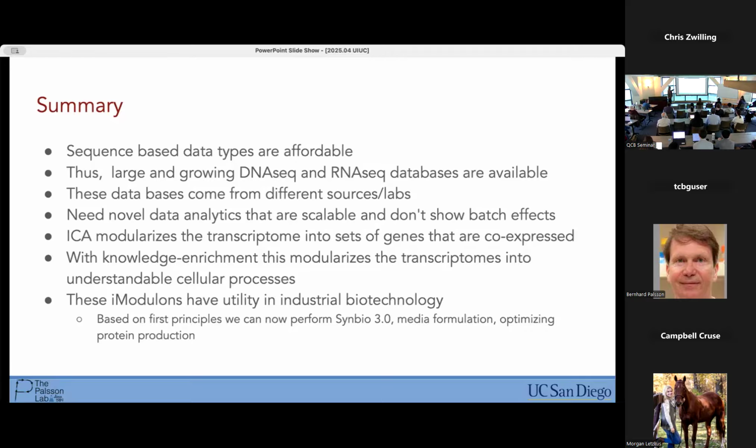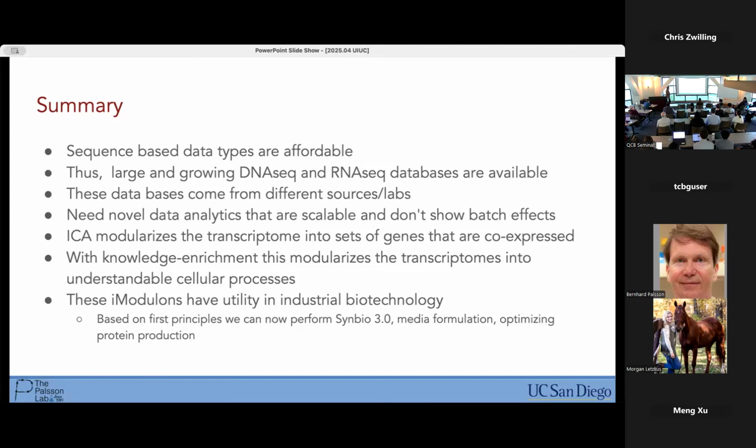We can actually integrate data from different labs using algorithms that can see through the batch effect. A lot of novel data analytics needed. I'll bet you that just like with the Google search algorithm, the ICA algorithm is going to continue to evolve and get better.